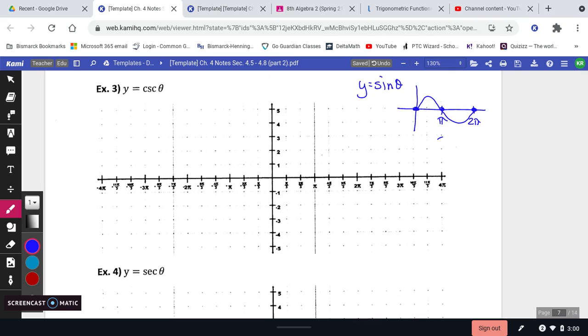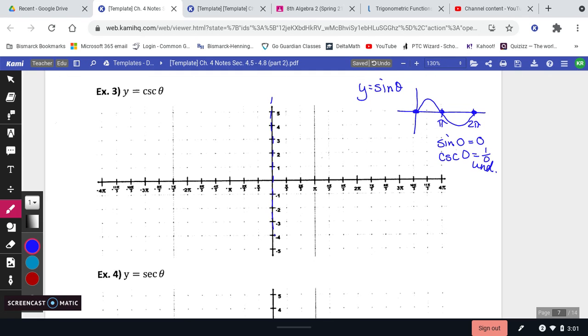So sine of 0 is 0. That means the cosecant of 0 is 1 over 0, or it's undefined. The reciprocal of 0, there isn't such a thing, it's undefined. So cosecant is going to have an asymptote at 0.